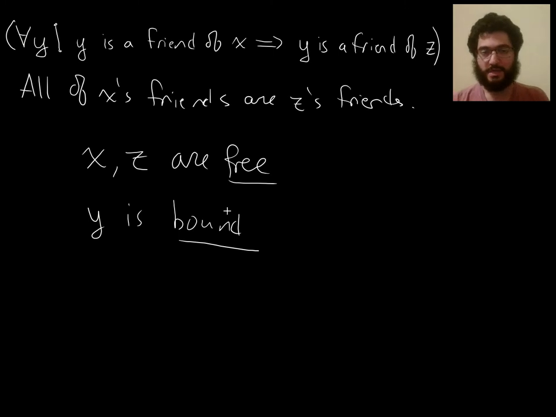So this is the general idea that in terms of meaning, when a variable is bound, that means it's not really there. You can see with the second way of writing the sentence, there are no y's. It's not really there.